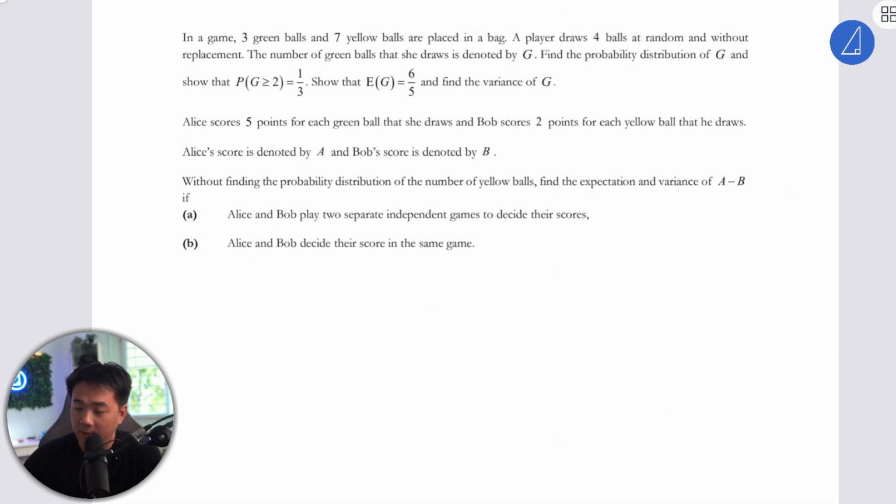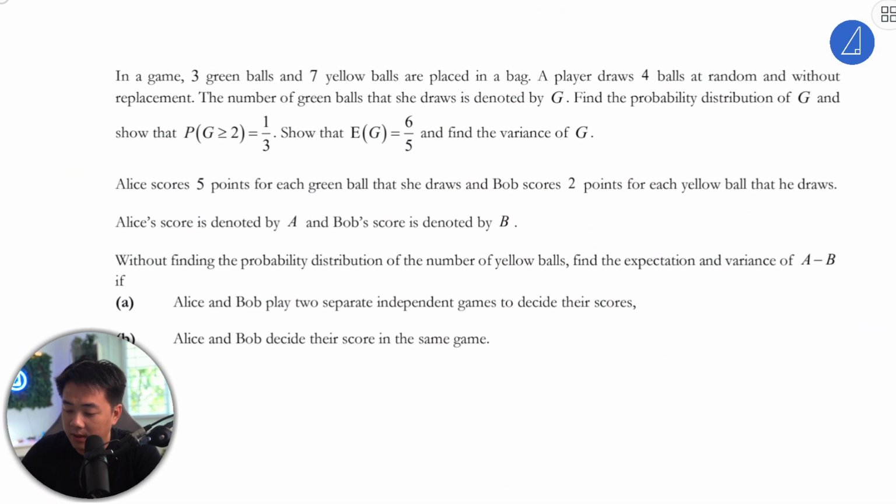Hi students, let's look at this question on discrete random variables. In a game, 3 green balls and 7 yellow balls are placed in a bag, and a player draws 4 balls at random without replacement. The number of green balls that she draws is denoted by G. Find the probability distribution of G and show that P(G ≥ 2) is 1/3.